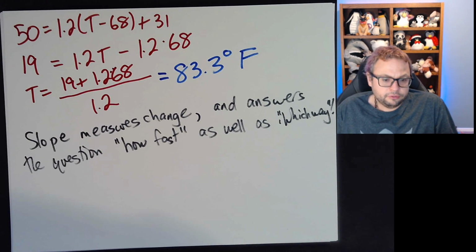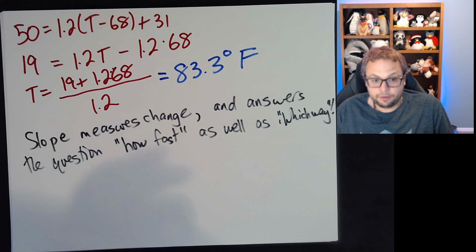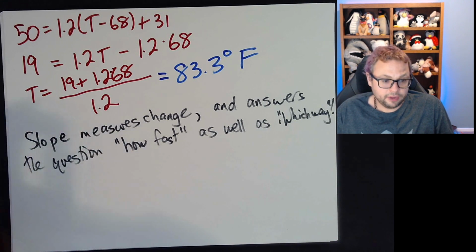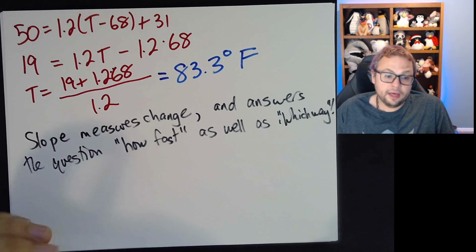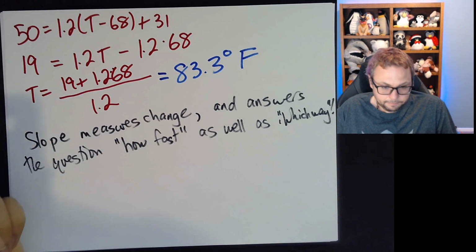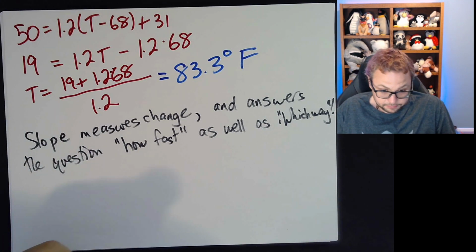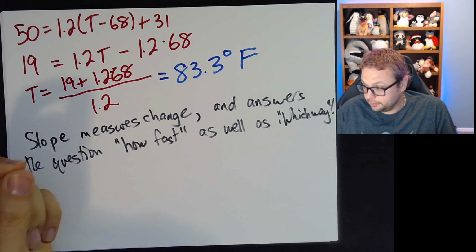But also, slope tells you which direction things are changing. So when we talk about something having positive slope, that means that the two things that we're looking at, the input and the output, move in the same direction. So if one goes up, the other goes up. If one goes down, the other goes down. And on the other hand, if we're looking at a negative slope, then that's saying that they move in opposite directions. If one goes up, the other goes down. If one goes down, the other goes up.